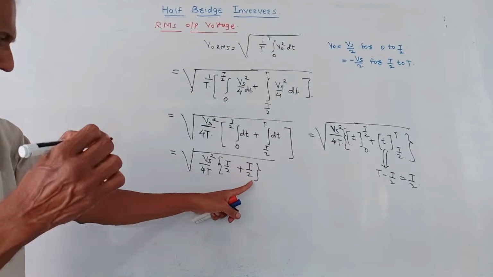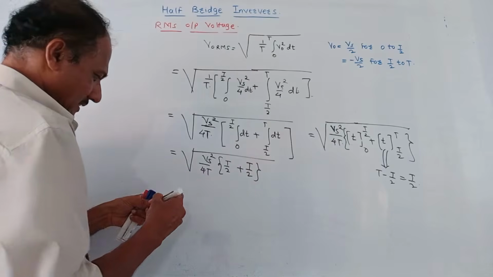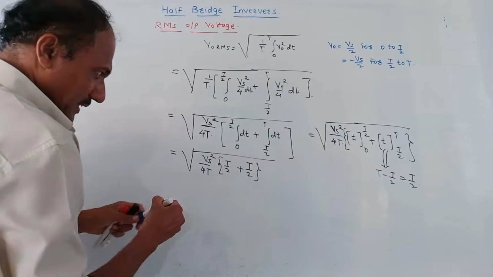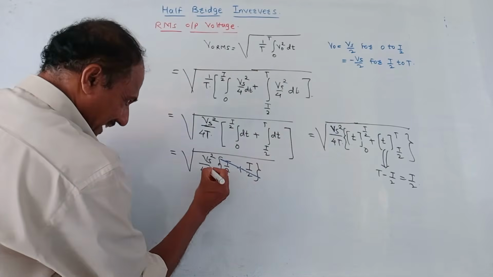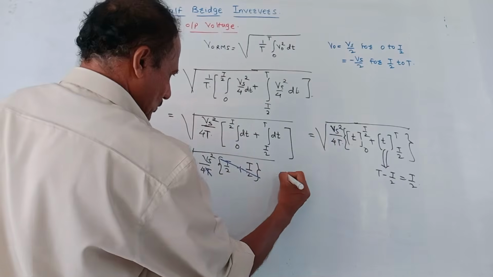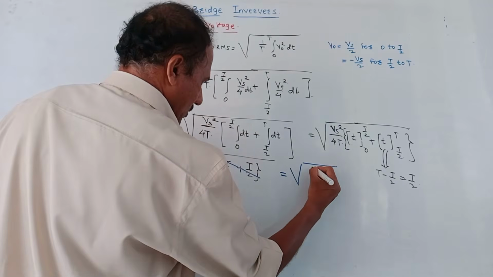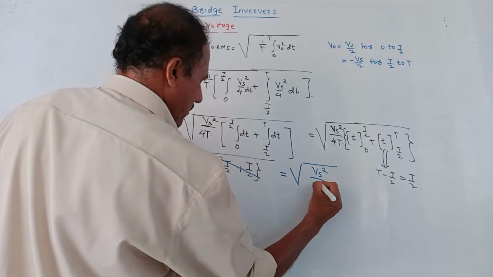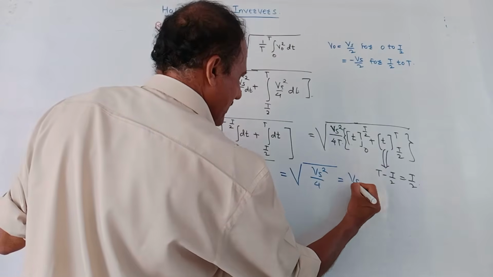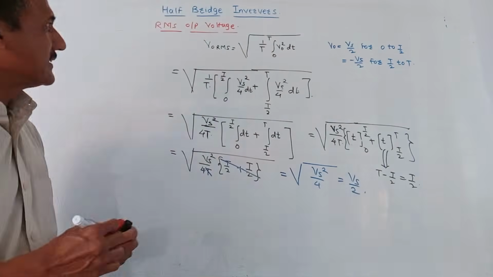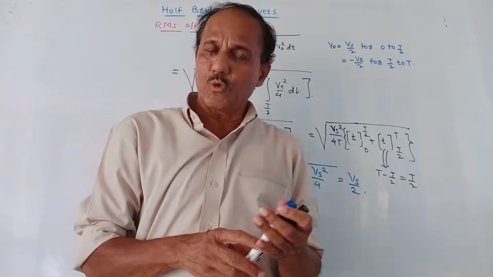T by 2 plus T by 2 becomes T. So this term and this T get cancelled. Finally, you will get under root of Vs square upon 4, so that is Vs upon 2. This is the equation of RMS output voltage.